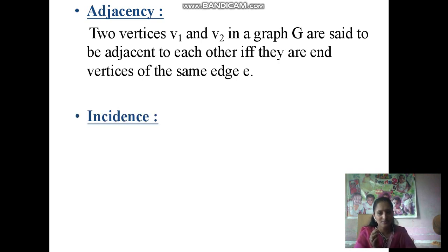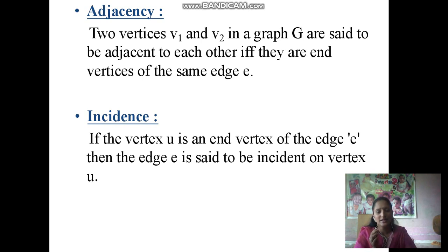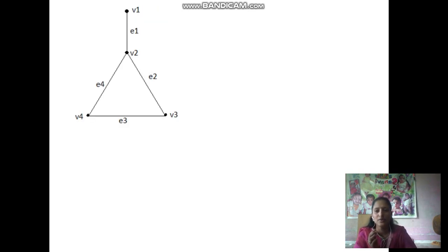And now incidence. What is incidence? If the vertex U is an end vertex of the edge E, then the edge E is said to be incident on the vertex U. This adjacency and incidence, both concepts are related, and we simplify this concept with the help of one example. Okay, look at this example.